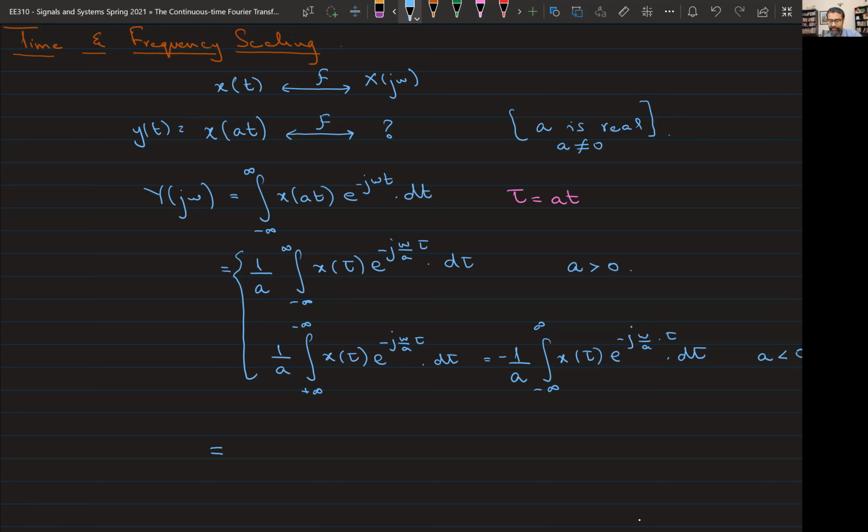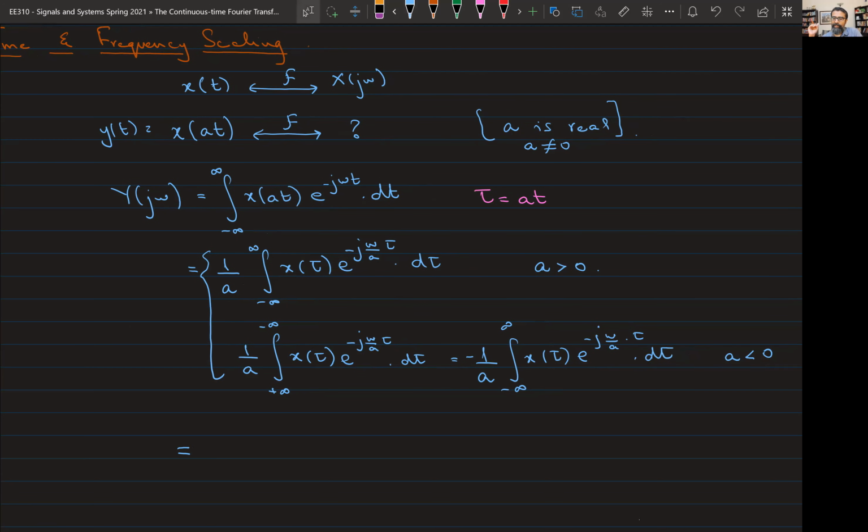Okay, what I'm saying is that there are two cases here. One case corresponds to when a is positive. A is a parameter. And the other case corresponds to when a is negative. We can just apply a modulus. Modulus, right? Excellent. Moaz also says this, other people say this as well. I actually misinterpreted the question. So this is 1 upon the absolute value of a, and the integral is minus infinity to plus infinity of x of tau e raised to power minus j omega by a tau d tau.